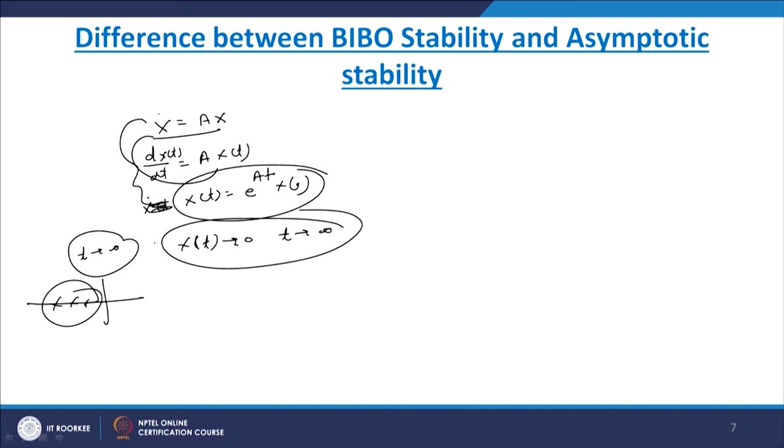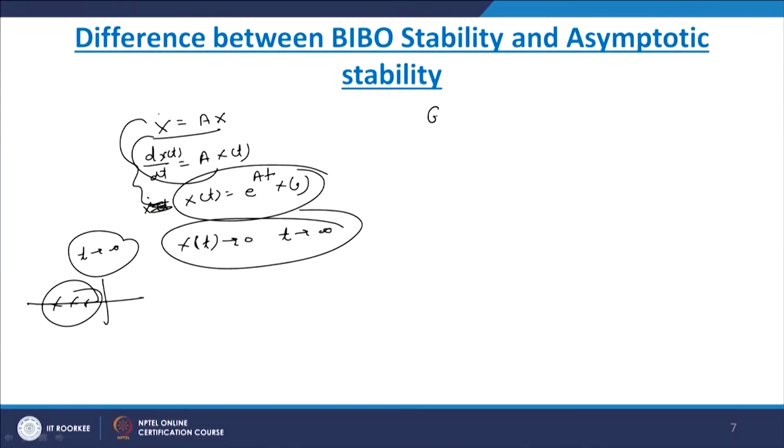From this discussion we got one point, that BIBO and asymptotic stability are the same thing. But is this definition true for all types of systems? Can we say that every bounded input bounded output stable system is also asymptotically stable? Let us see. Now I am taking one example, say G(s) equals (s minus 2) divided by (s minus 2)(s plus 3).